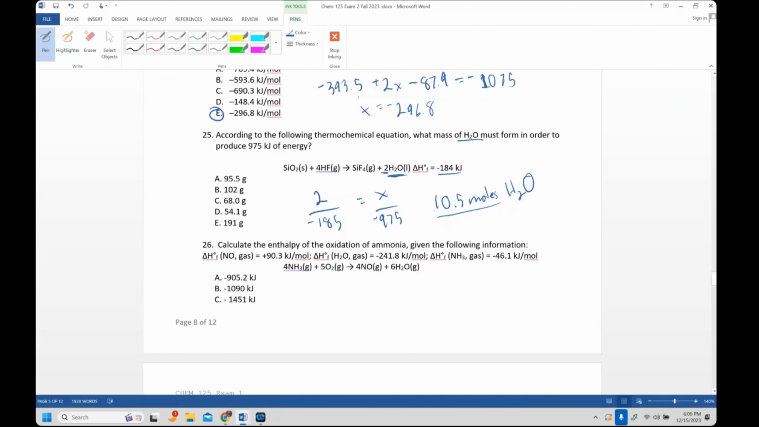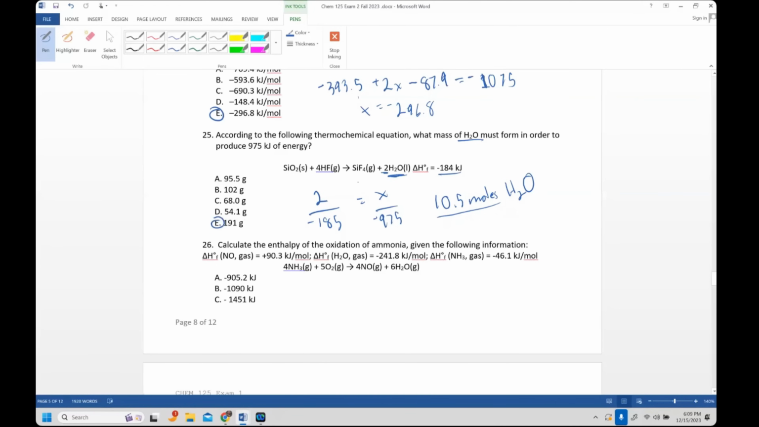So 10.5 moles times the molar mass of water, which is 18, gives us 189.7. Maybe I rounded wrong, but it should be 191. So close enough, that's the answer.